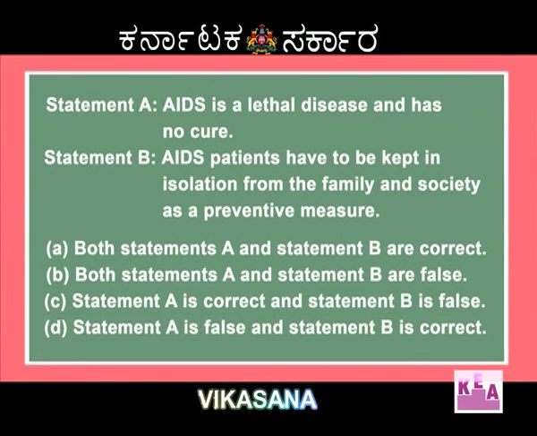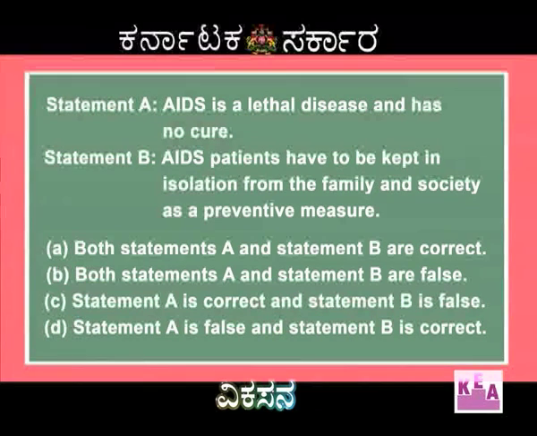Now, we move on to the next question, and it is quite an interesting question for you students. Statement based. Statement A, AIDS is a lethal disease and has no cure. Statement B, AIDS patients have to be kept in isolation from the family and society as preventive measures. Now, let us discuss statement A and B.